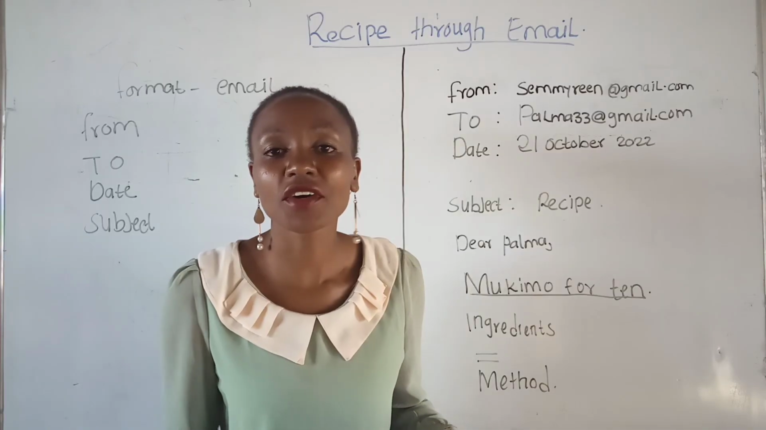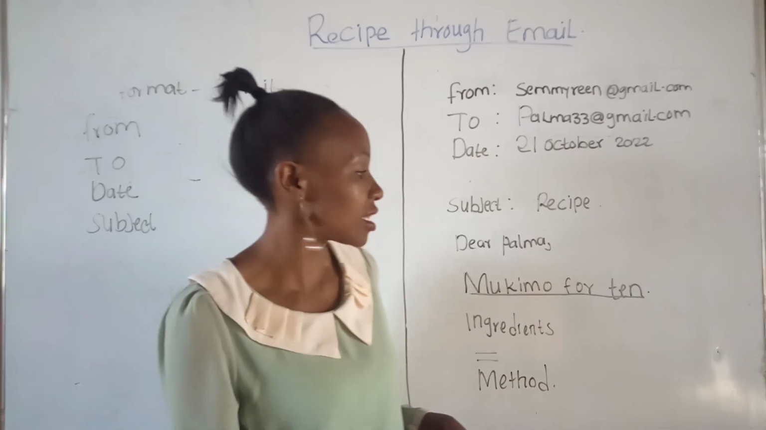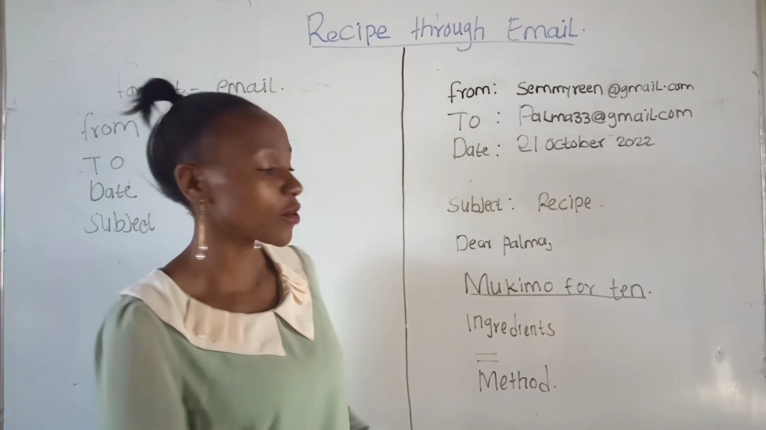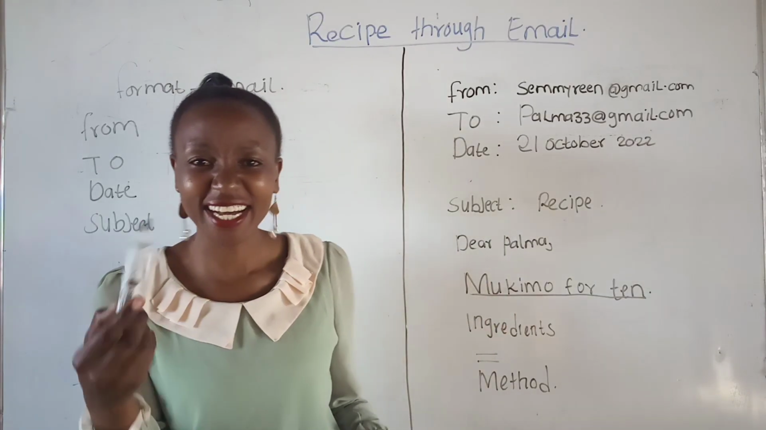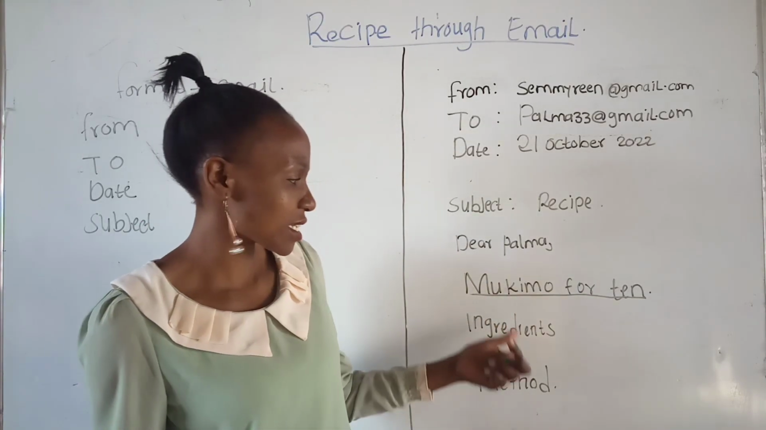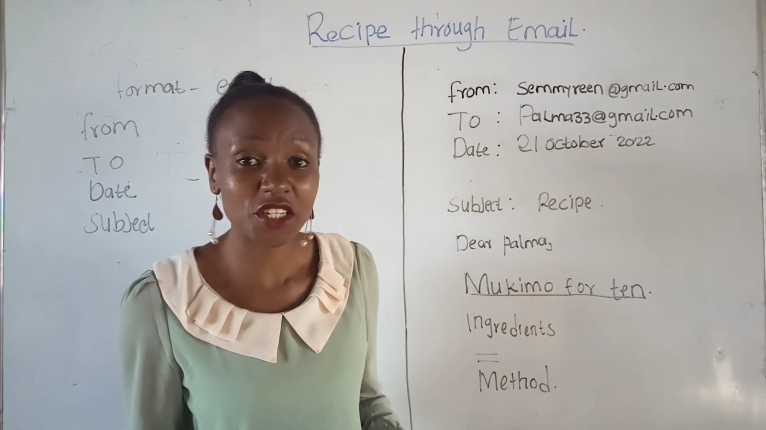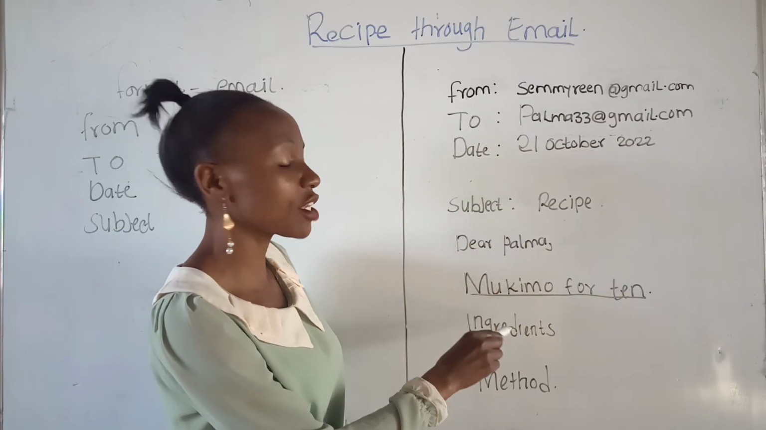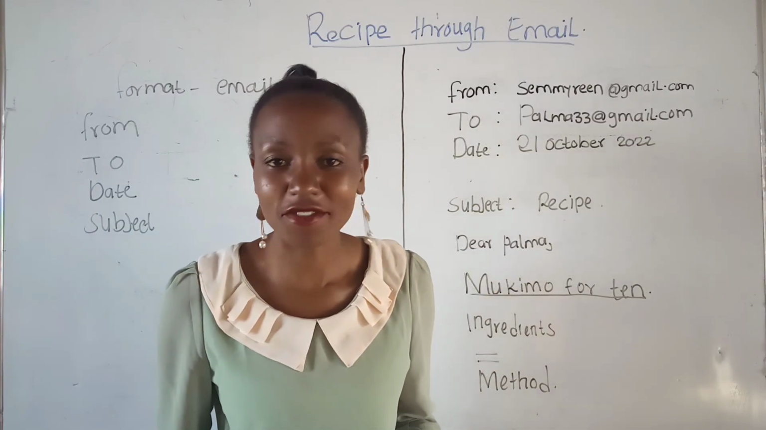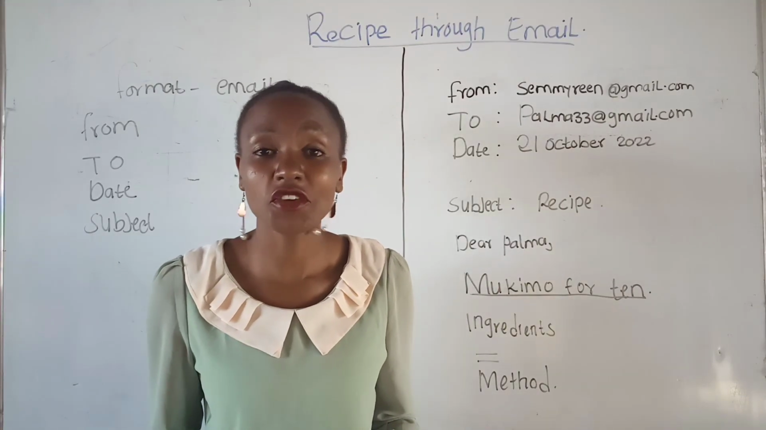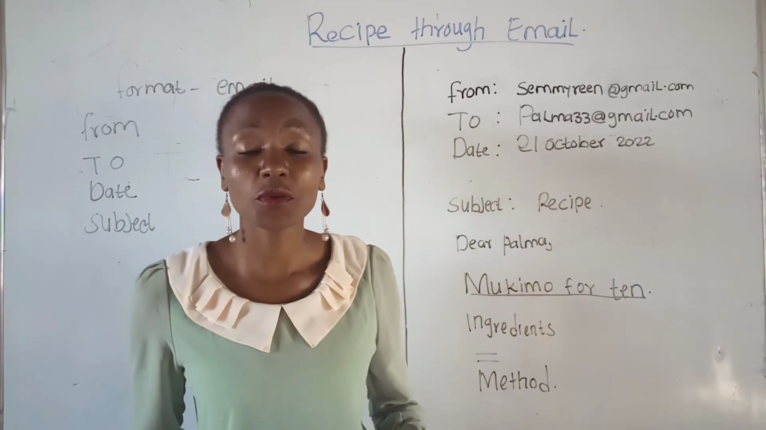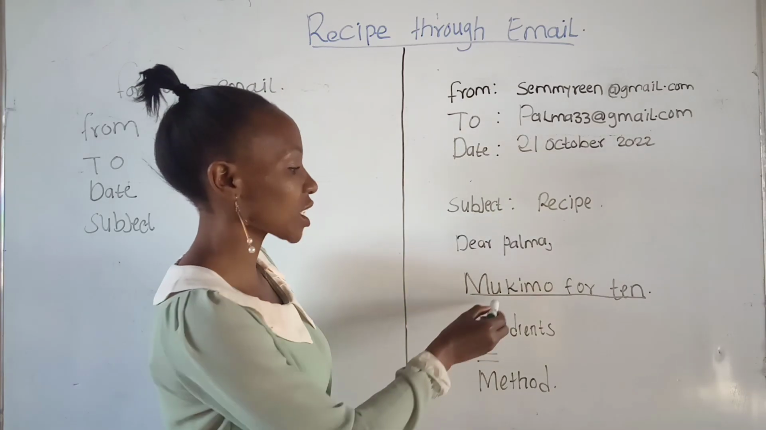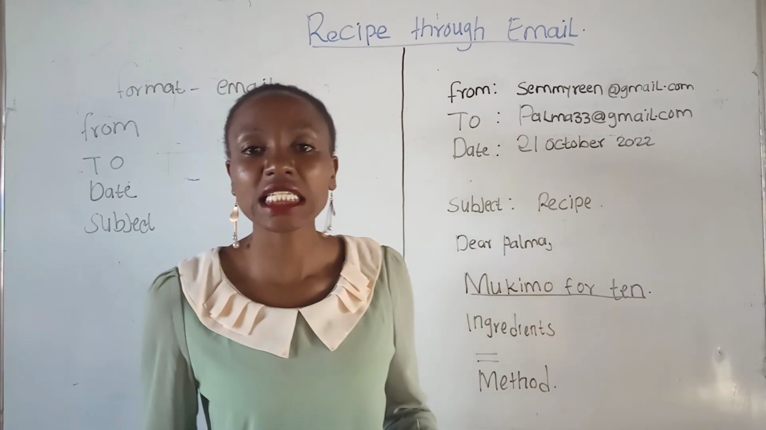The first part of our recipe is the title. For us, we are going to have Mukimo for 10. It doesn't have an English name because it's not the same as mashed potatoes. So we're going to have Mukimo for 10. It's an African dish and I hope all of you know it.